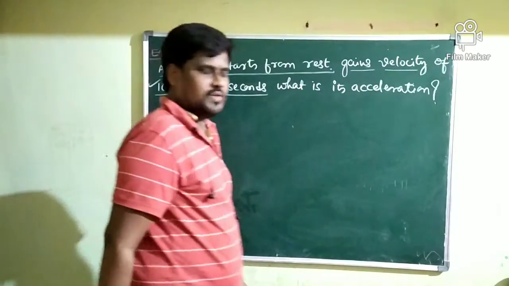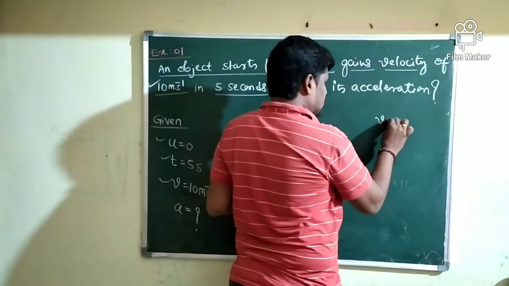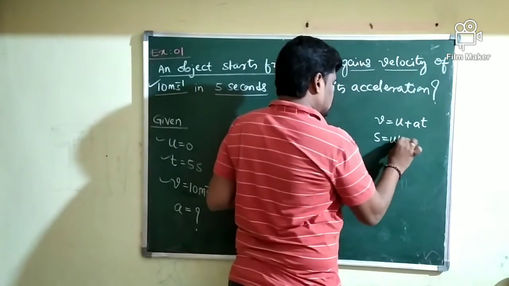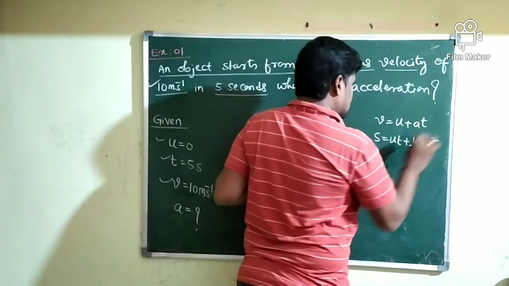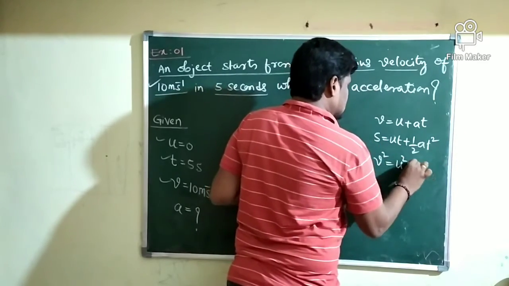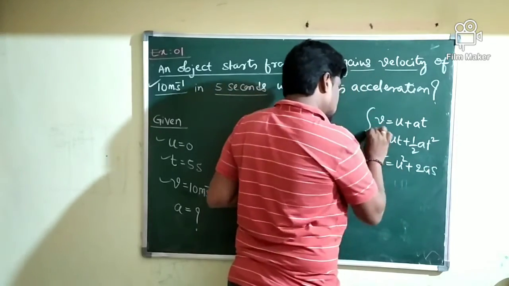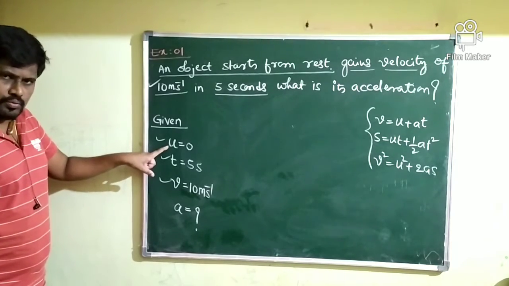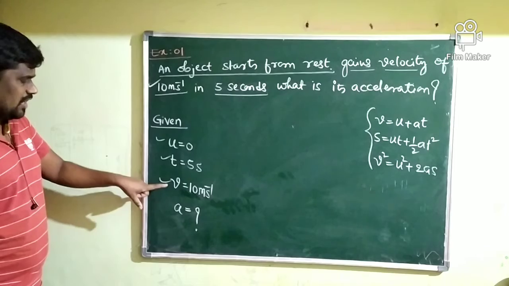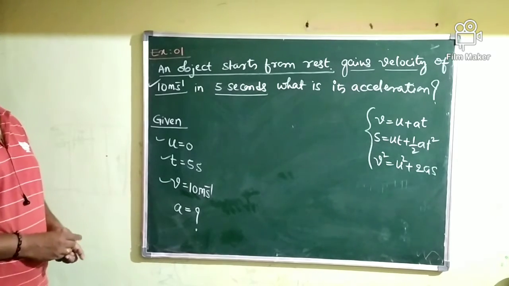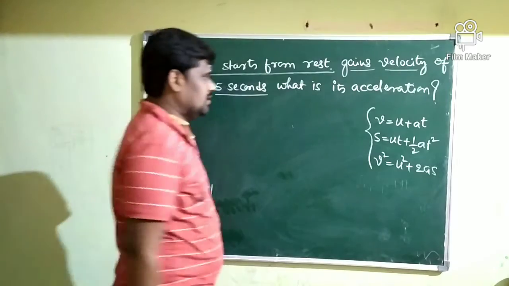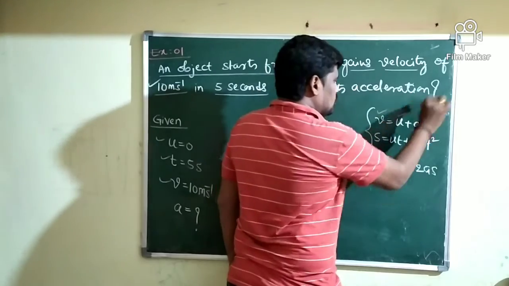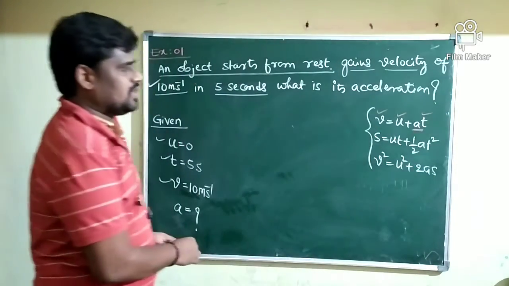How many equations of motion do we have? 3 equations. One is v is equal to u plus at. Second one is s is equal to ut plus half at square. Third one is v square is equal to u square plus 2as. So here they have given the value of u, they have given the value of t, they have given the value of v, and they are asking to calculate a. Which equation is suitable here?